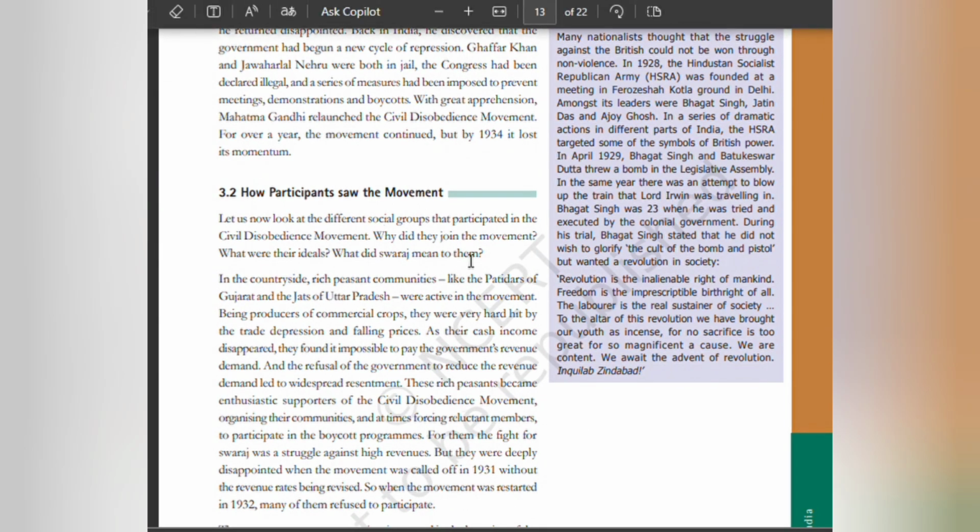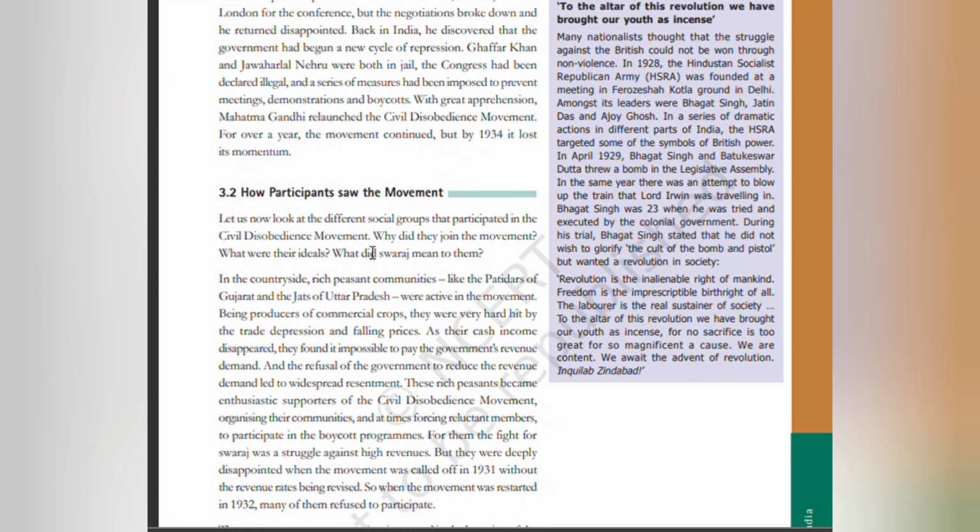What were their ideals? What did Swaraj mean to them? In the countryside, rich peasant communities like the Patidars of Gujarat and the Jats of Uttar Pradesh were active in the movement. Being producers of commercial crops, they were very hard hit by the trade depression and falling prices. As their cash income disappeared, they found it impossible to pay the government's revenue demand, and the refusal of the government to reduce the revenue demand led to widespread resentment.